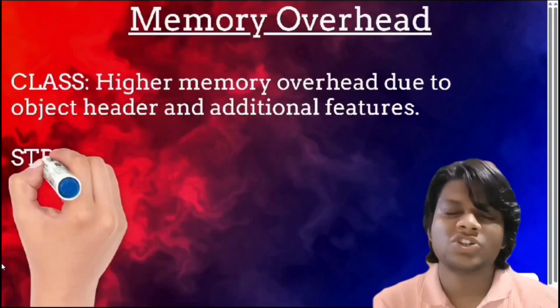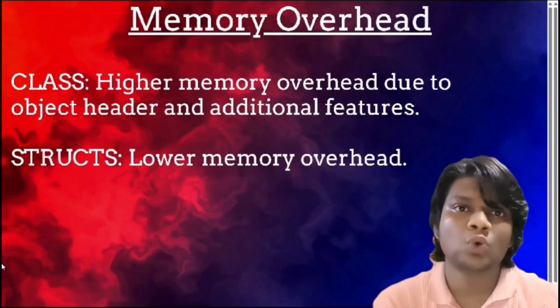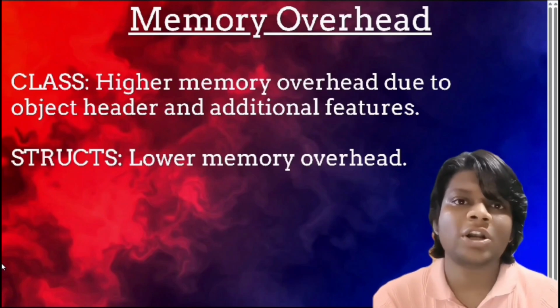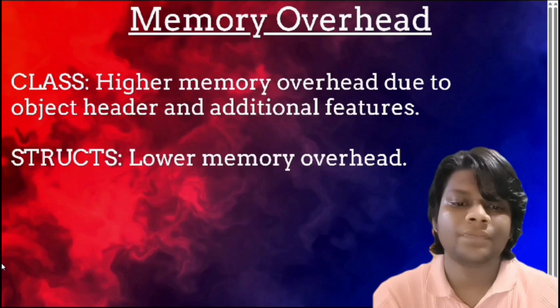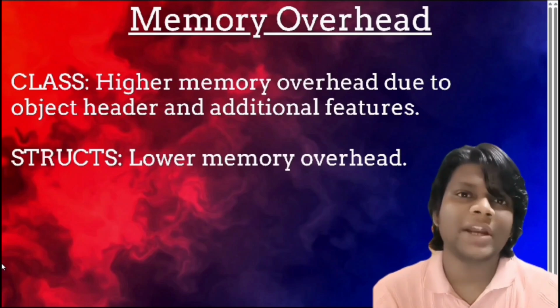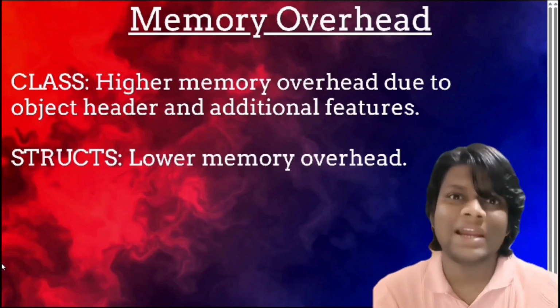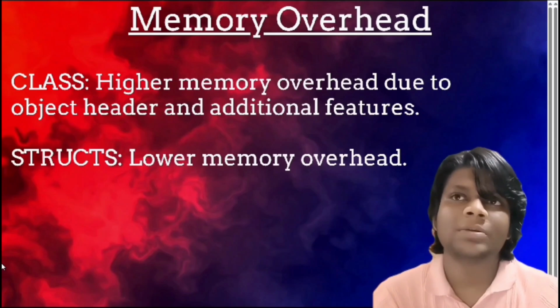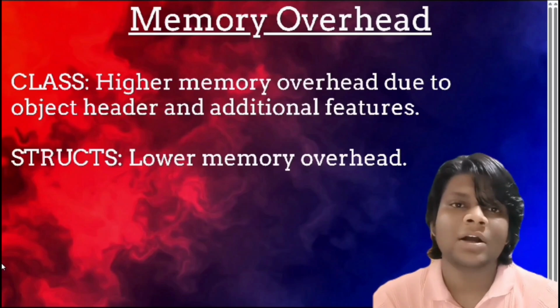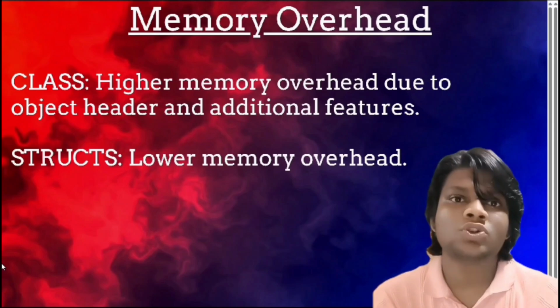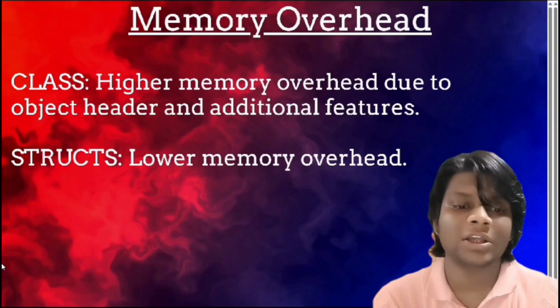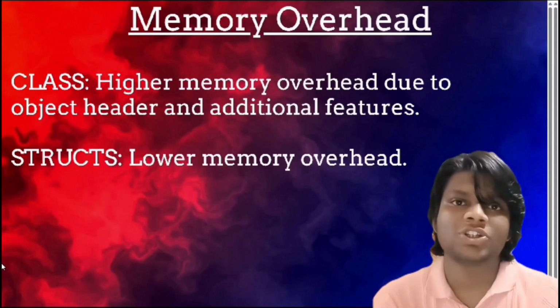In memory overhead, structures have slightly lower memory overhead since they do not require any object header or any other features, but the class has slightly higher memory overhead so that they can have a memory header and features like that, which are used for management of heap-based allocation.